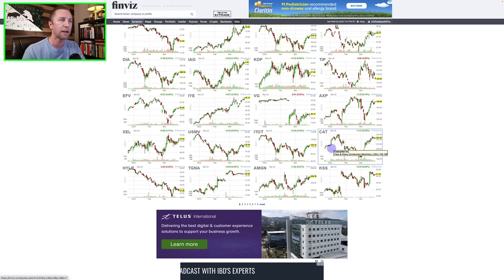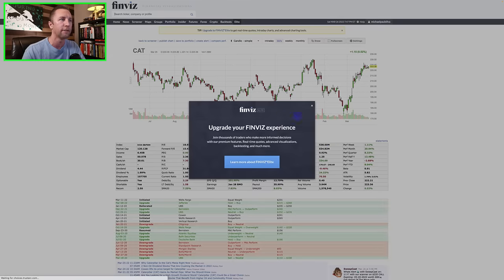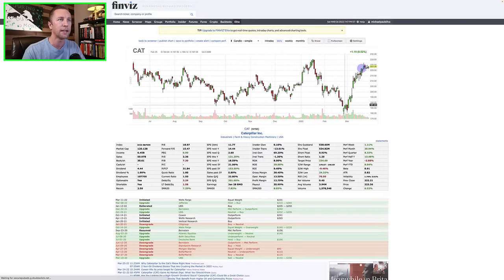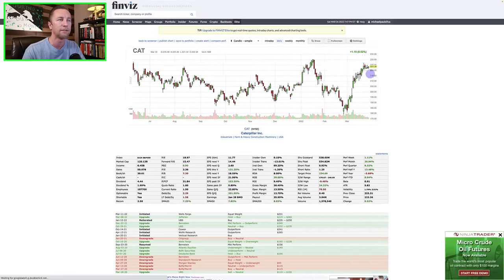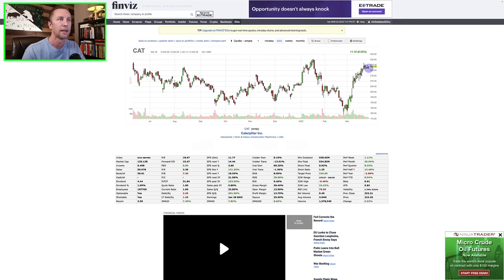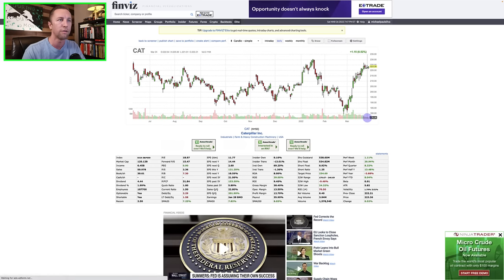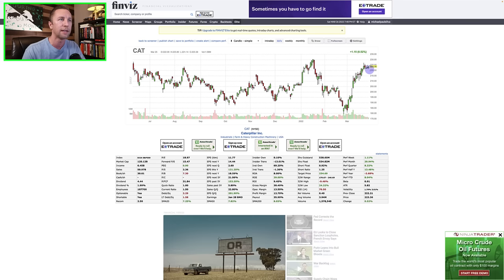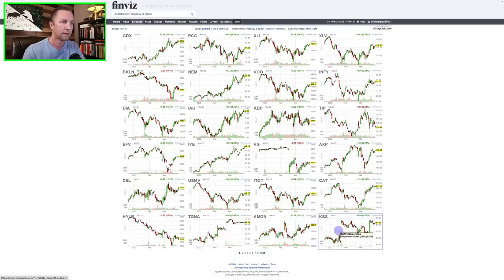CAT, this is Caterpillar. Caterpillar is getting very, very tight right here. You can see a nice big move up and now the price is getting very, very tight, which could indicate another leg higher here soon as volume's really drying up. So you can play a breakout of 225 and then have a very tight stop loss right there.